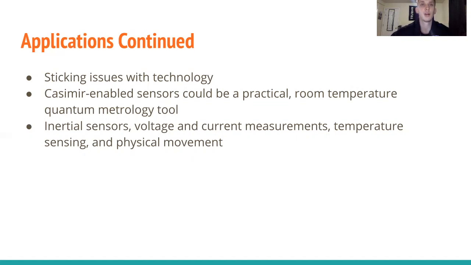Quantum metrology is basically the study of the measurement of super small things. Right now, we have to use ginormous, expensive machines to measure these super small quantities, whether in biology, like measuring heart function and brain function, or any other field. These MEMS devices will be important for inertial sensors, which can be seen everywhere from smartphones to airbags. They could also be used for voltage and current measurement, temperature sensing, and even physical movement.